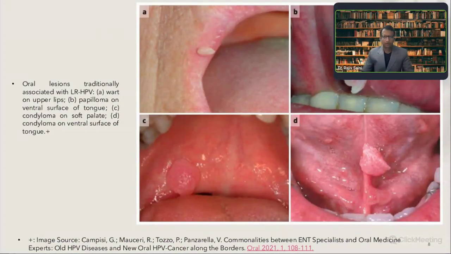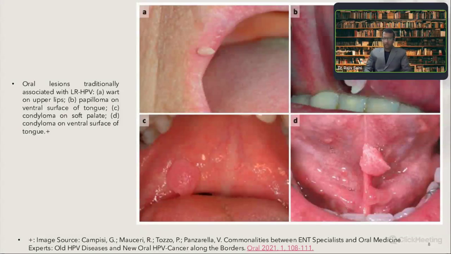This is a typical, classical clinical outline of how oral HPV lesions occur in the oral cavity. There will be a wart on the upper lip, or a papilloma on the ventral surface of the tongue, or a condyloma on the soft palate.